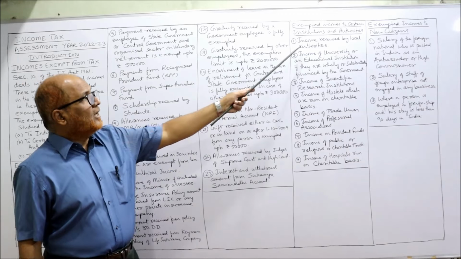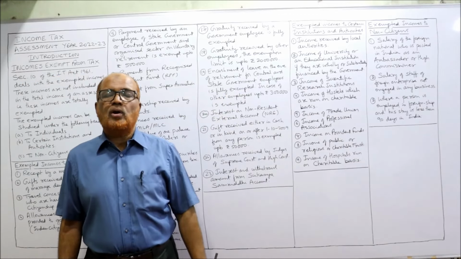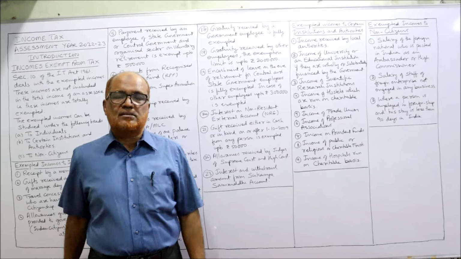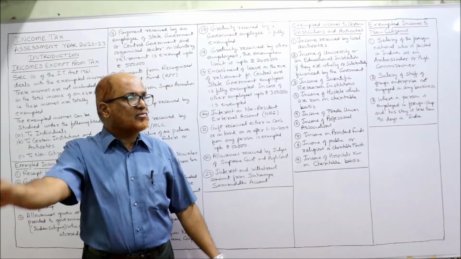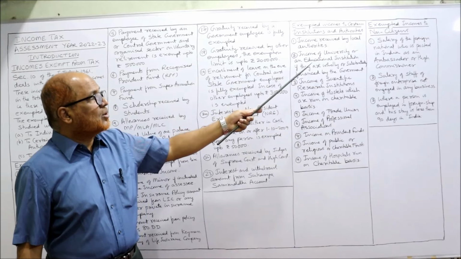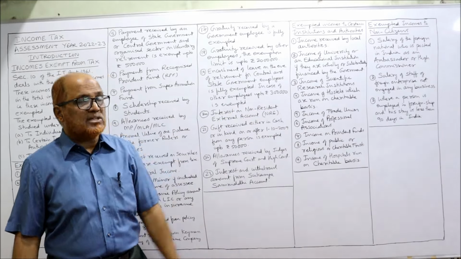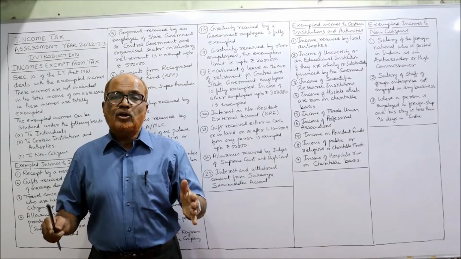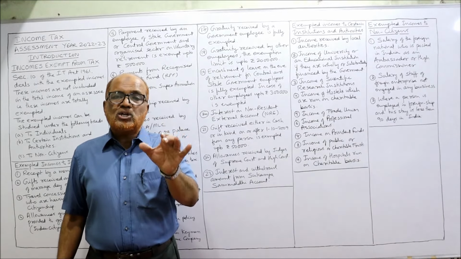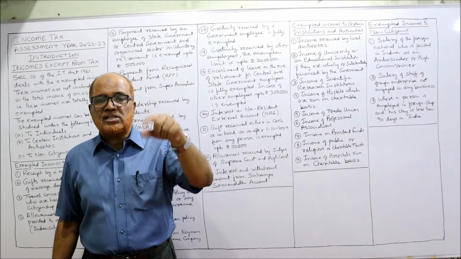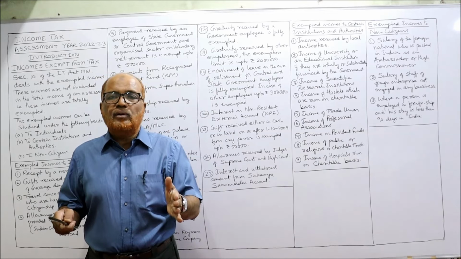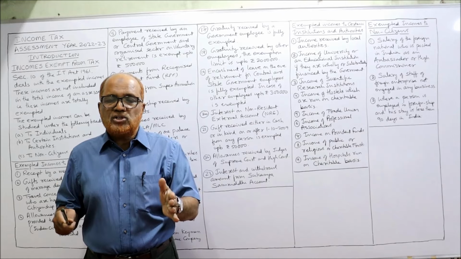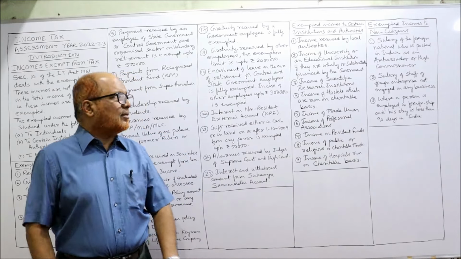First one, income received by local authorities. Local authorities mean municipalities, municipal authorities. So any income received by municipal authorities is fully exempted. Income of university or educational institution if they are wholly or substantially financed by government. Any university or any educational institution which is wholly or substantially financed by the government, the income of that university, the income of that educational institution is fully exempted from tax.